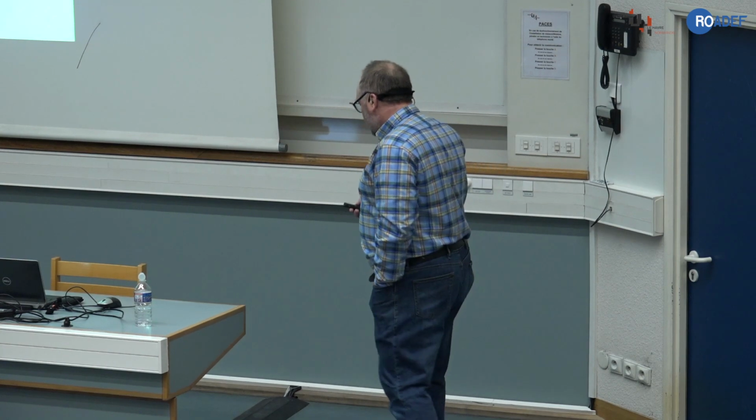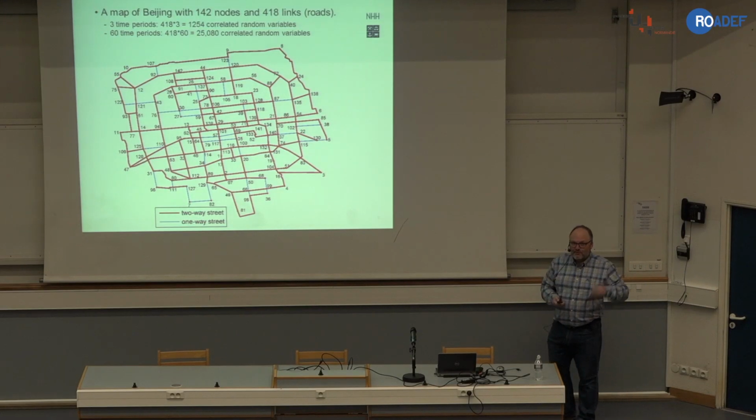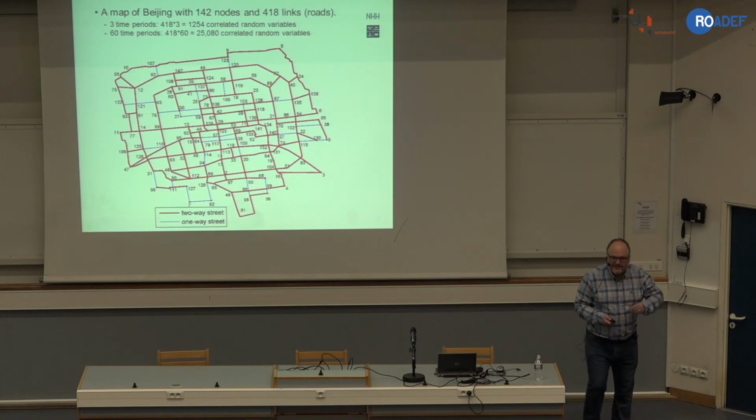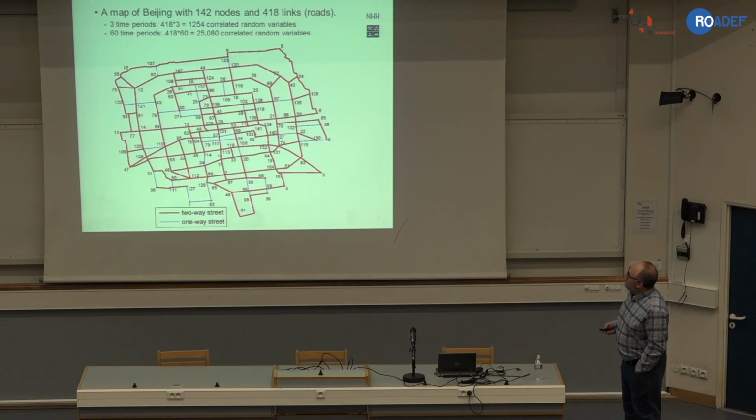Here is my example that I'm going to use today. I don't know how many would immediately see that this is Beijing, but it is. So it's a rough map of Beijing. Of course, it's only the main roads. It's 142 nodes, 418 links. And if a road is two-way, I count it as 2 links.